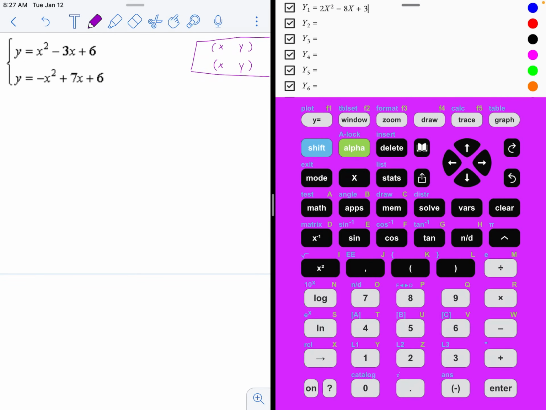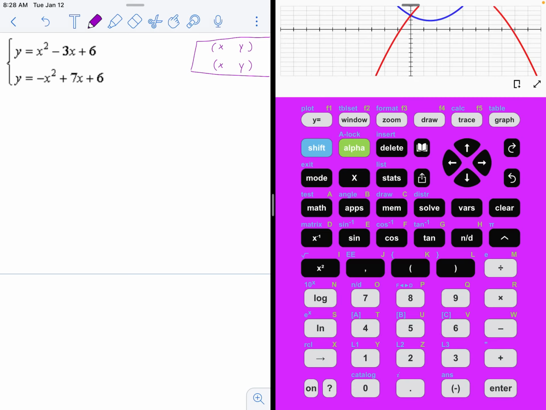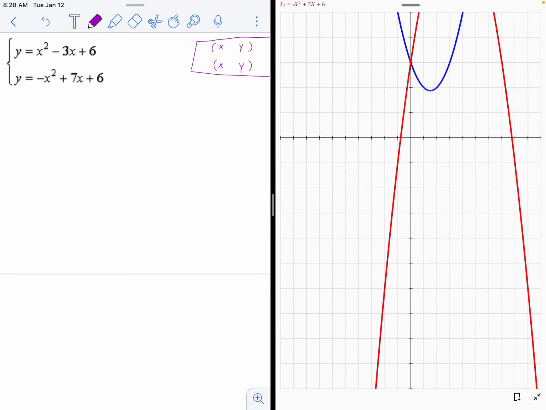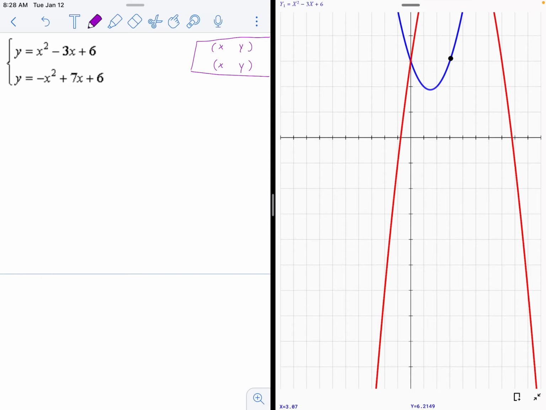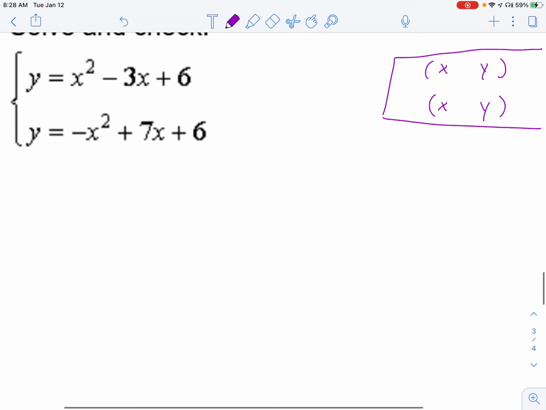So I'll hit y equals, clear that out. You can fast forward through this if you want to. I like to be thorough. Negative x squared. I'm putting the first one in y1, the second one in y2. And I'm gonna hit graph. So if I look at my graph, let me pull down here. Looks like they're gonna cross in 2 spots, like the red and the blue. If I could see the whole picture, I'm gonna guess it will cross in 2 spots. All right, let's do this thing.